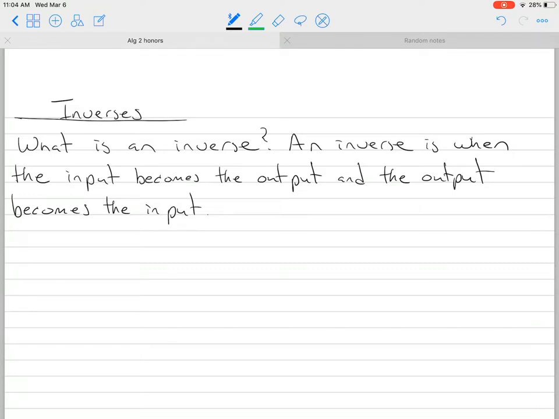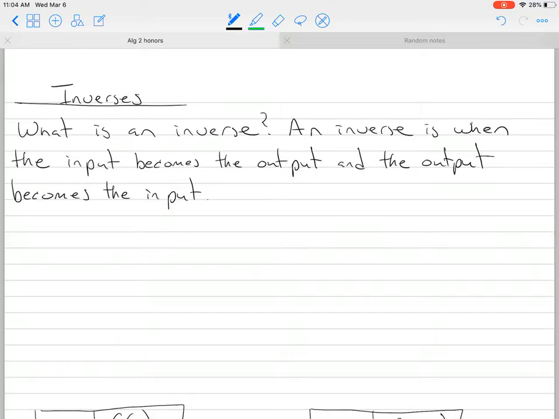So today, we're gonna talk a little bit about inverses. So first, you're gonna think about, well, what is an inverse? An inverse is when the input and the output basically switch. The input becomes the output, and the output becomes the input. All right? So you want to go ahead and get that down.